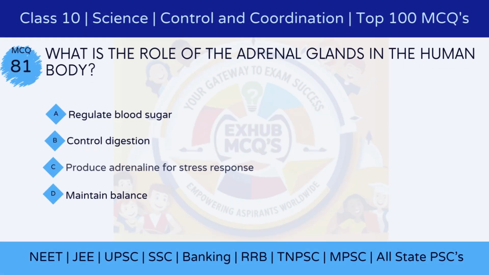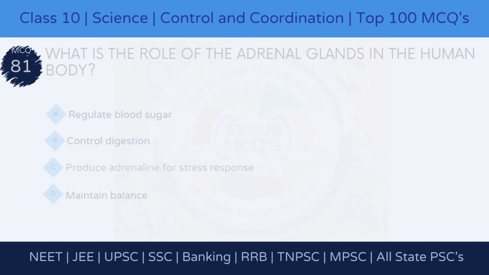MCQ81. What is the role of the adrenal glands in the human body? Option A, regulate blood sugar. Option B, control digestion. Option C, produce adrenaline for stress response. Option D, maintain balance.